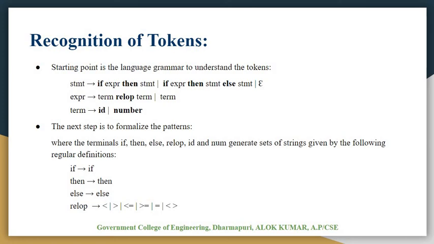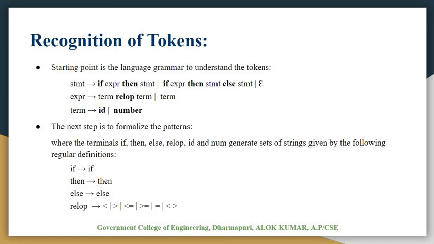Suppose we have one example statement: STMT generates if expression then statement, or if expression then statement else statement, or empty. And expression generates term relational operator RELOP term, or term. In this grammar, term generates ID or number. So here we can formalize the pattern. Next step is to formalize the pattern.